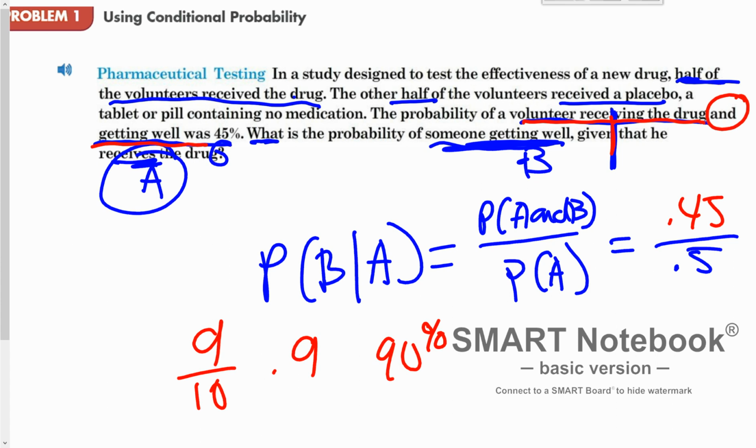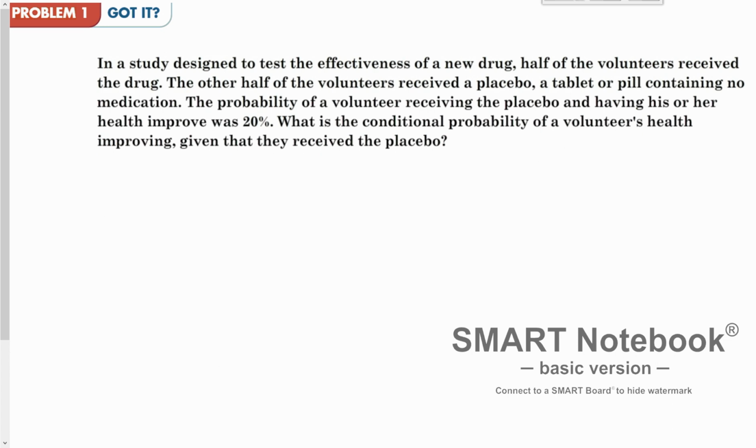Look for the words given that, or who is, to help you figure out what your A is, what your denominator is going to be, and then what's before that would be your B, and then your top is A and B happening. So look for those percentages. Here you go, same kind of thing, except for this one, receiving the placebo and having his or her health improve is 20%. Here's the question: what is the conditional probability of volunteers' health improving given that they receive the placebo? So try to figure that out.